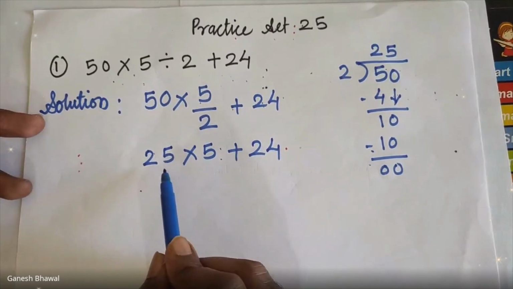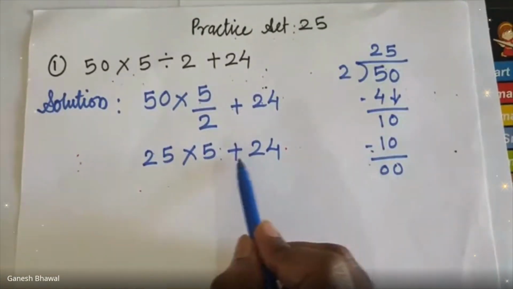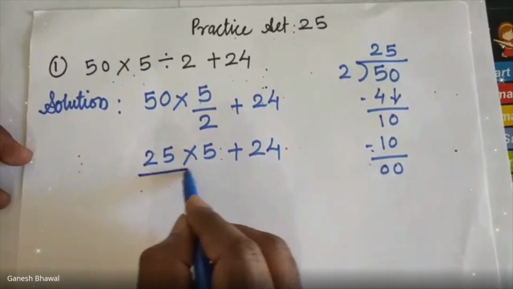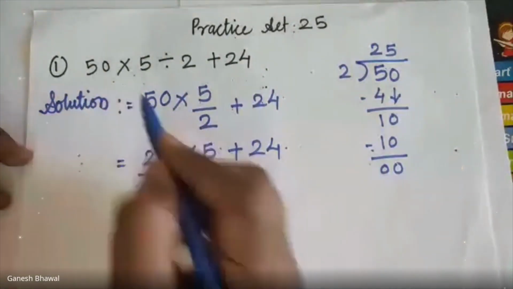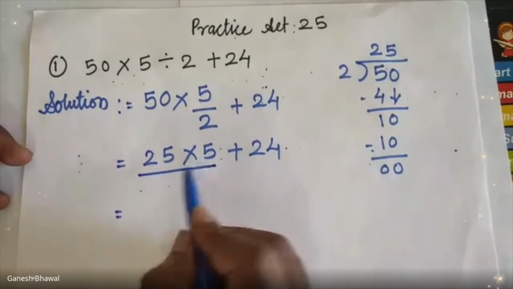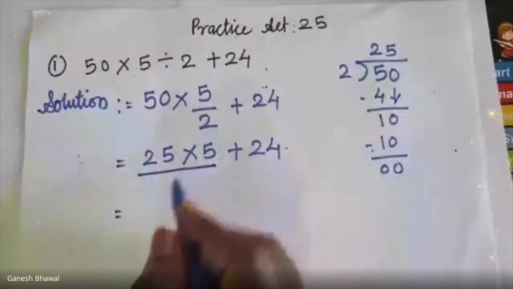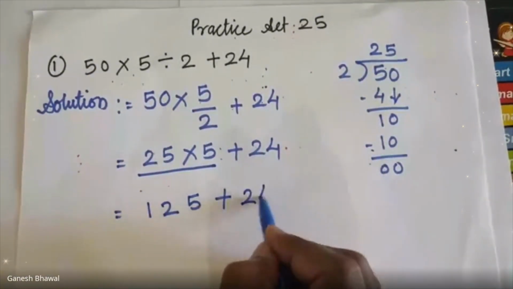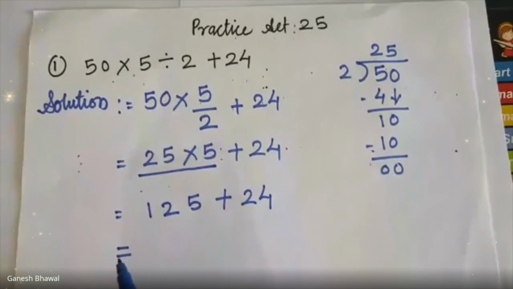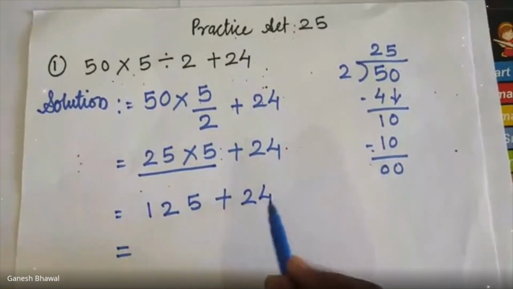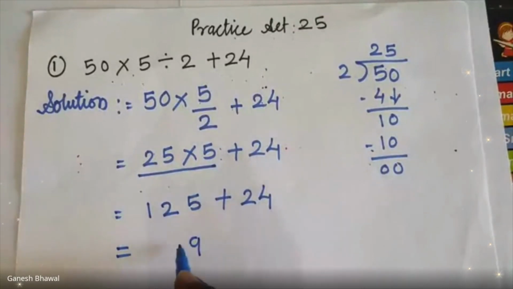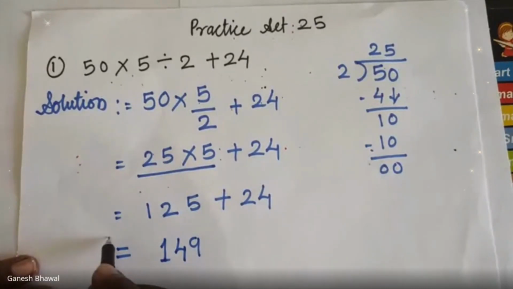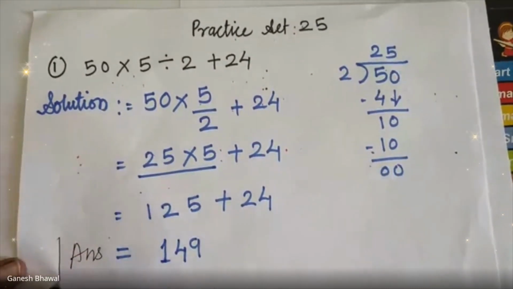Now here we have multiplication and here we have addition. What will you do first? Multiplication. Underline these two numbers, put an equal sign here. We know that 25 5s are 125. Then take here plus sign and 24. Now the last thing is we have to add these numbers. 5 plus 4 is 9. 2 plus 2 is 4. 149 is our required answer.